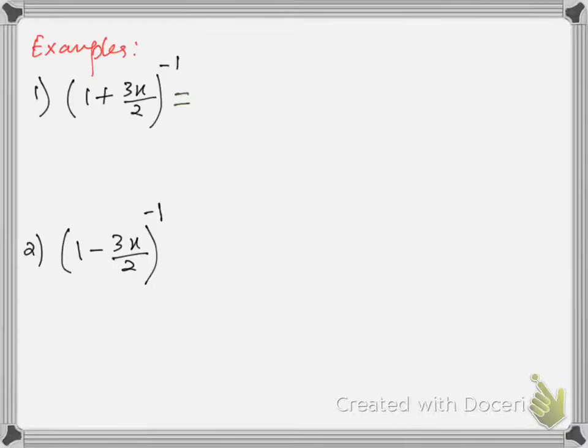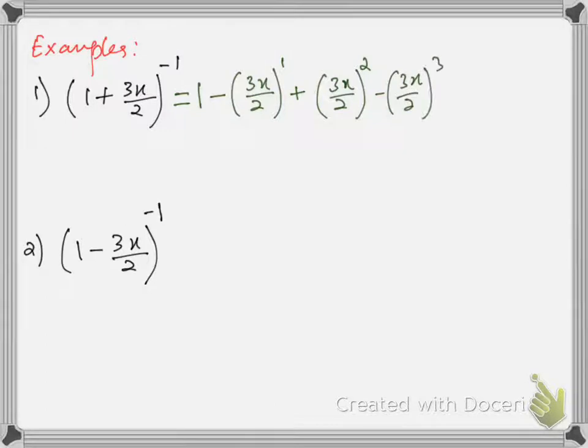Examples of these two expansions: since the power of the expansion is minus 1 in example number 1, therefore we can expand this expansion with the help of the rule we just did. Rule number 1. By using rule number 1, we have 1 - (3x/2)¹ + (3x/2)² - (3x/2)³ and so on. I mean, the signs must be in an alternating way. The signs are alternating. Just simplify this and this would be the final answer.